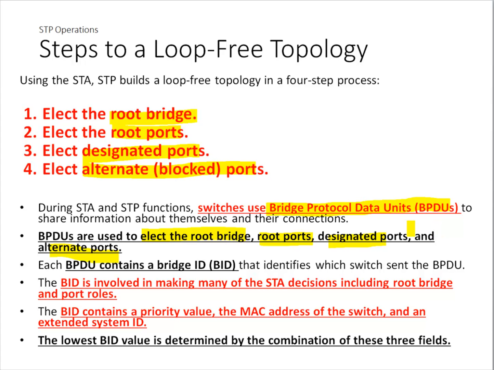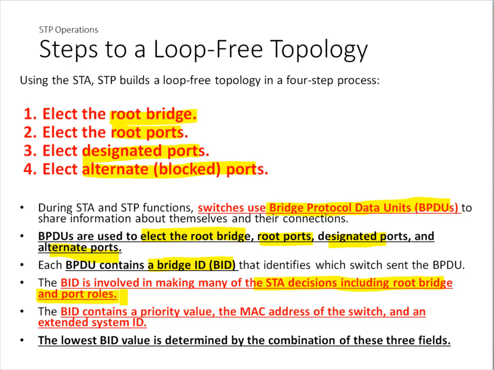A BPDU is going to consist of a bridge ID. This bridge ID is used for selecting the root bridge. The bridge ID is involved in making many of the spanning tree algorithm decisions, including root bridge and port roles. So it is going to play a vital role in selecting the root bridge, root ports, designated ports and the alternative blocked ports. What is this BID? What does a bridge ID mean?